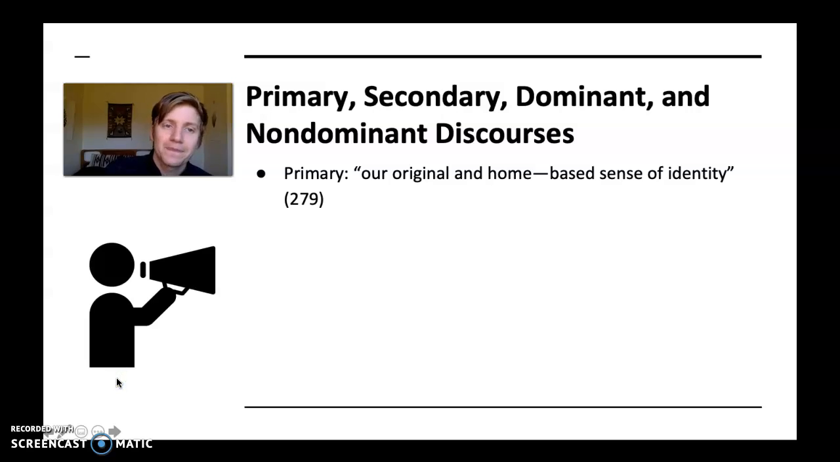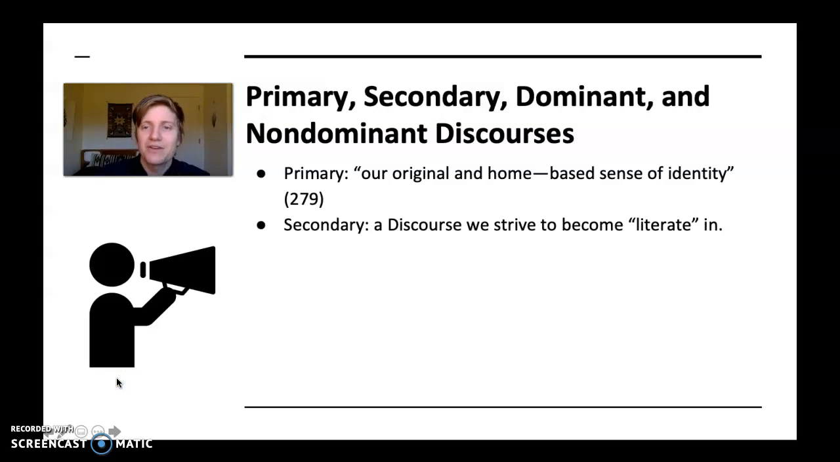Now, G's ideas of primary, secondary, dominant, and non-dominant discourses are really interesting and really helpful for us. He says everyone is born into a primary discourse. This is our original and home-based sense of identity. We don't choose this discourse. We're born into it. So it's how you grew up thinking, speaking, writing, dressing, acting. This is your primary discourse.